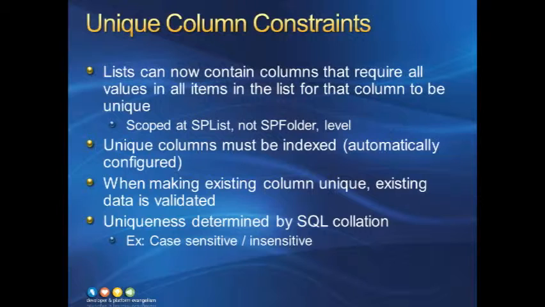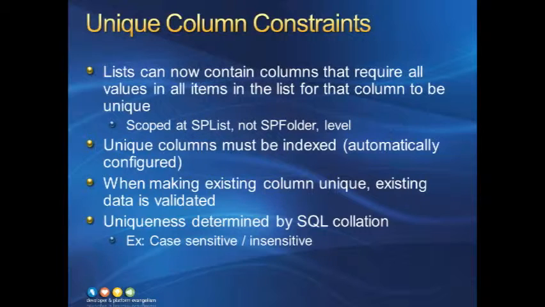Now, some of the other things that we have here inside the large list is that we now have the ability to mark a column as a unique column. What that would do is ensure and put a new rule in place that says you can't create another list item that has the same content in that column as another item in the list. So how does this work?